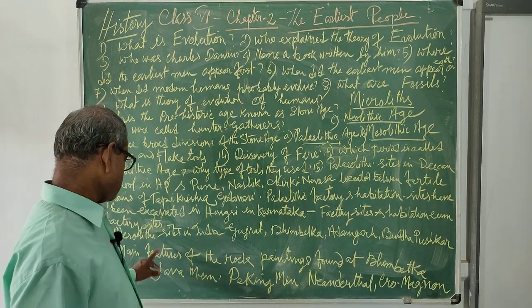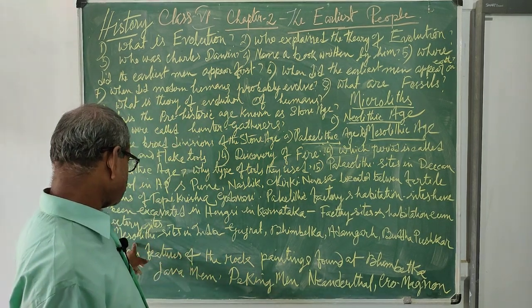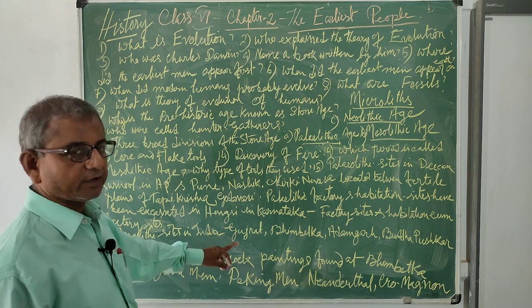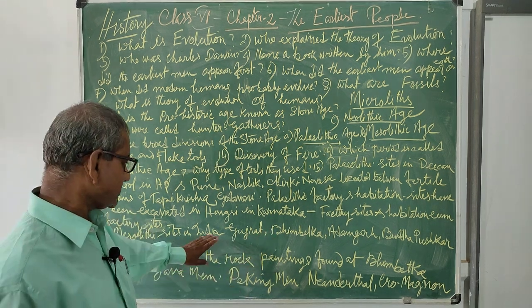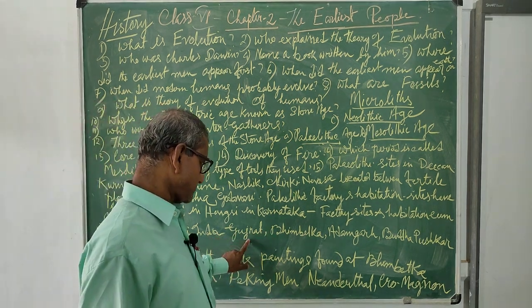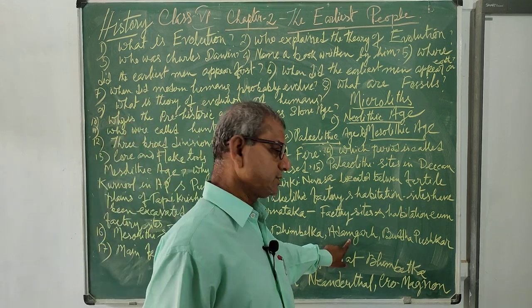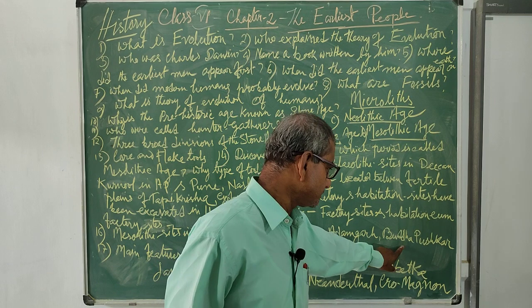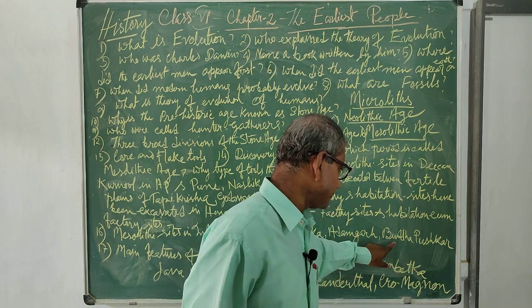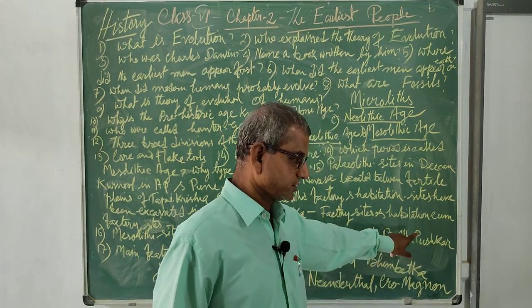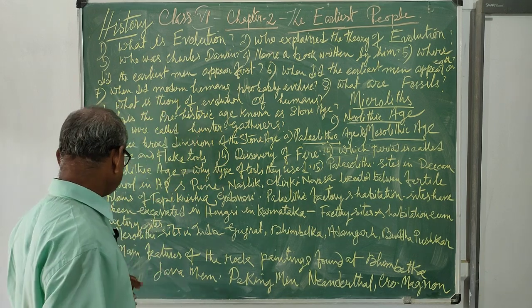Besides these, we have discovered Mesolithic sites in India: in Gujarat, Bhimbetka in Madhya Pradesh, Adamgarh in Madhya Pradesh, Budha Pushkar in Rajasthan, and many other places.